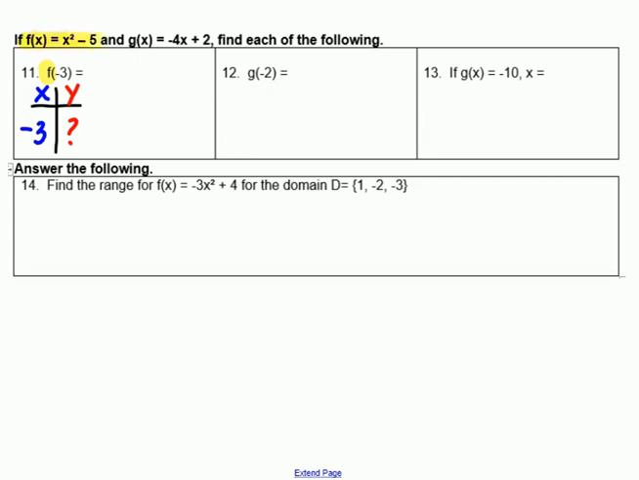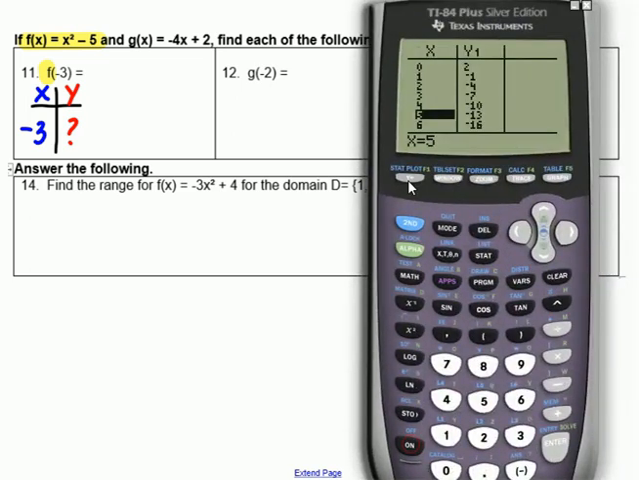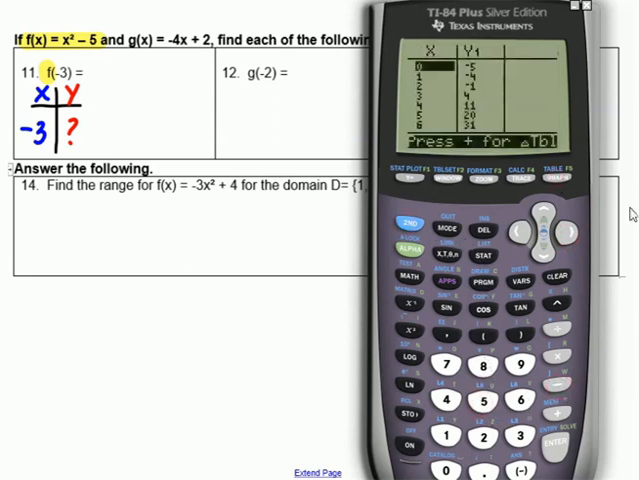Well, f of x is listed here as x squared minus 5, so I'm going to take that and put it into y equals in my calculator. So x to the power of 2, or x squared minus 5, and then I'll go to my table by pressing second graph. So I'm looking for the output when the input x is -3. And here it is. The output is 4.